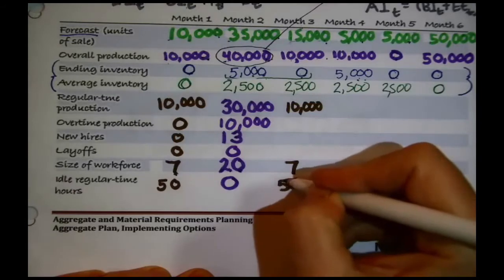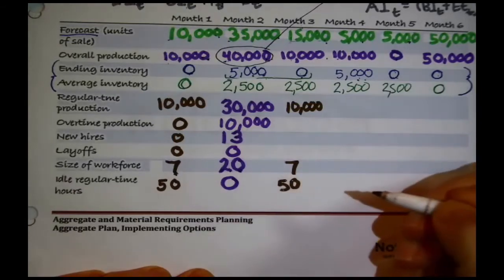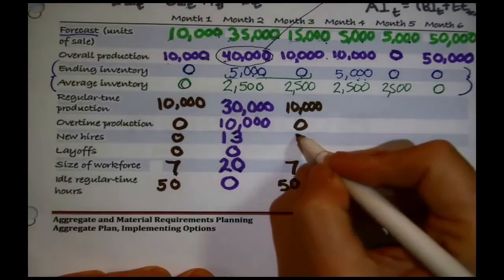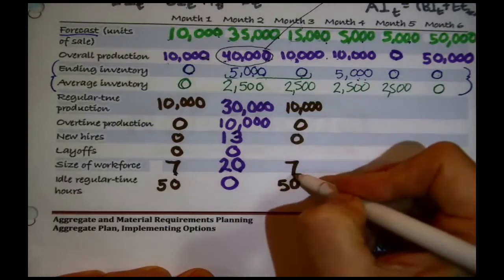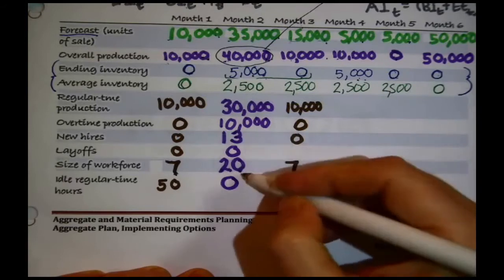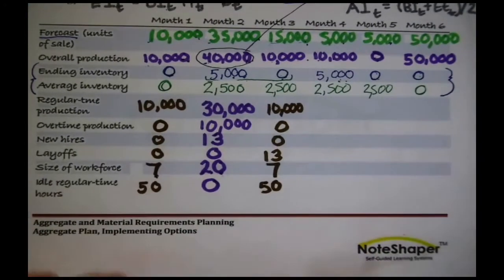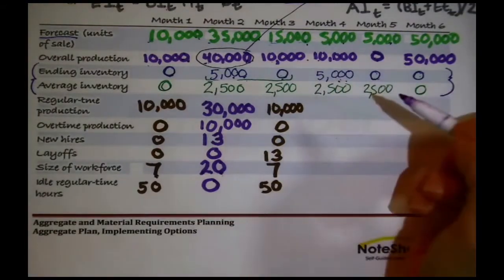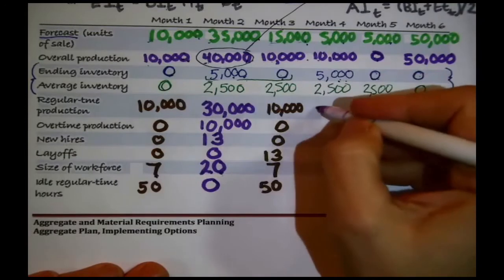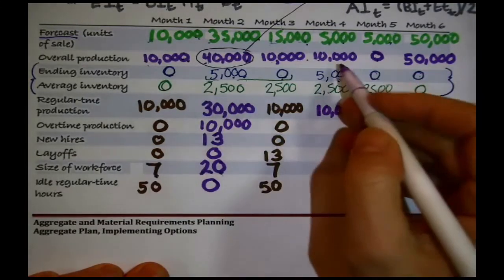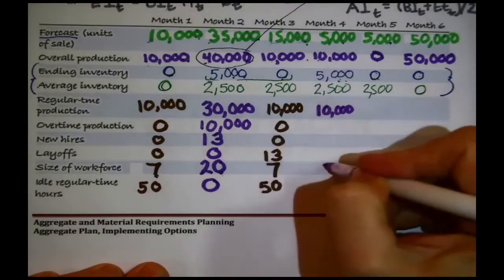right? Your 50 hours of regular time you won't use. You're not going to work any overtime. You're certainly not hiring anybody for the third month, but unfortunately, to go from 20 to 7, you are laying off 13 people. And your strategy says, okay, that's what you'll need to do to implement this. Oh, wait a minute, in the fourth month, same thing. Fourth month, we can do this 10,000 units of sale with the 7 people that we have.